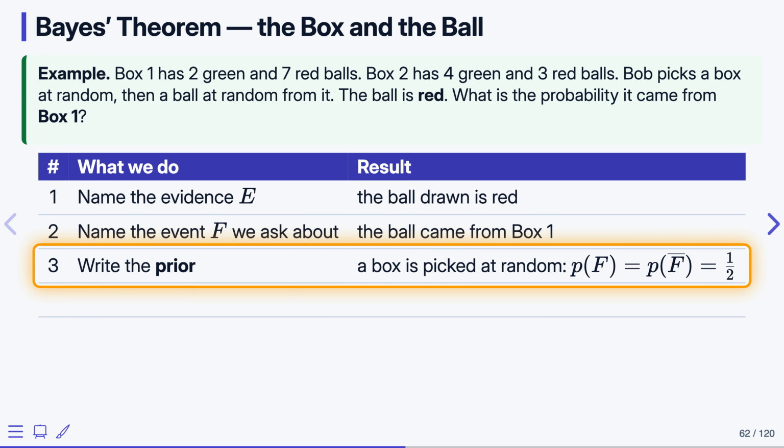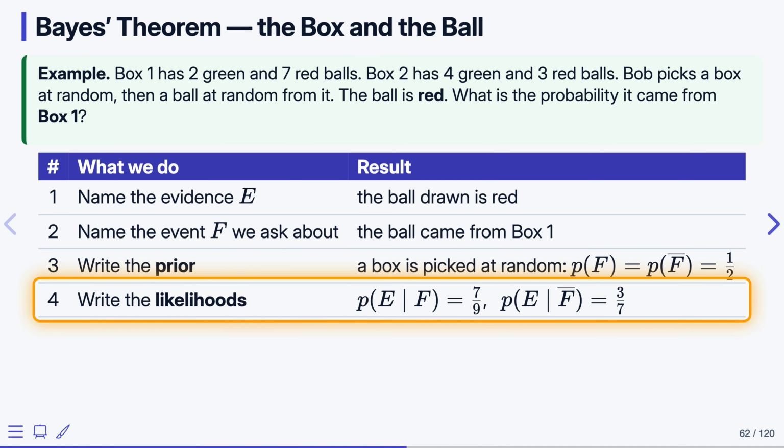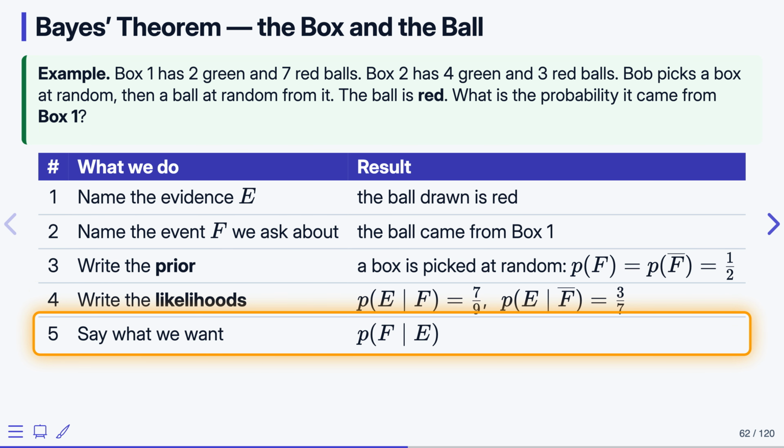Step 3. Write the prior. Bob picks a box at random, so before seeing the ball each box has probability 1/2. Step 4. Write the likelihoods. Box 1 has 9 balls and 7 are red, so the chance of red from box 1 is 7/9. Box 2 has 7 balls and 3 are red, so the chance of red from box 2 is 3/7. Step 5. What we want is the reverse, the probability of box 1 given a red ball.